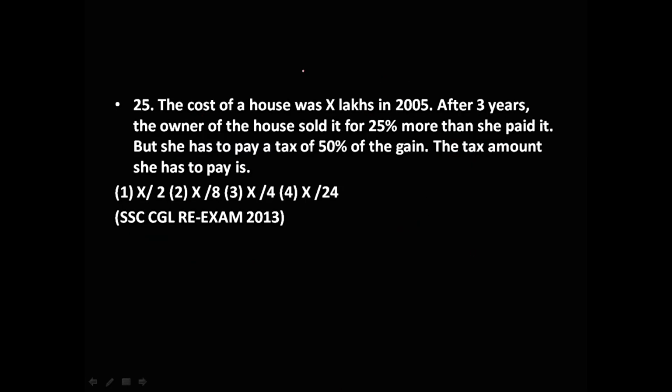So the next one, the cost of a house was x lakhs in 2005. After 3 years, the owner of the house sold it for 25% more than she paid for it. But she has to pay tax of 50% of the gain. The tax amount she has to pay is the answer. 25% means 1 by 4, right? So the gain is x by 4, because it's x lakhs. And what does she have to pay? She has to pay 50% of the gain. 50% means 1 by 2, so x by 8. Clear? The answer will be x by 8.